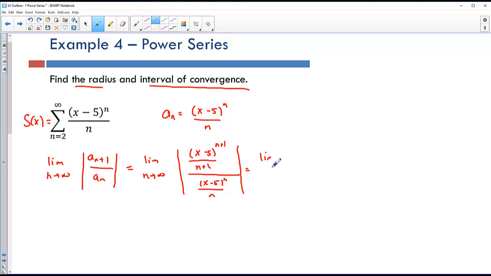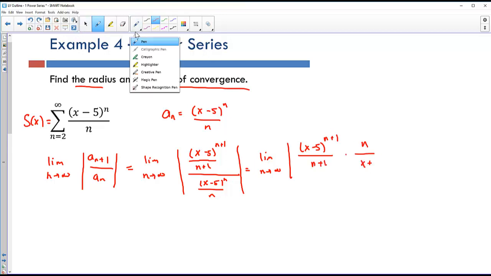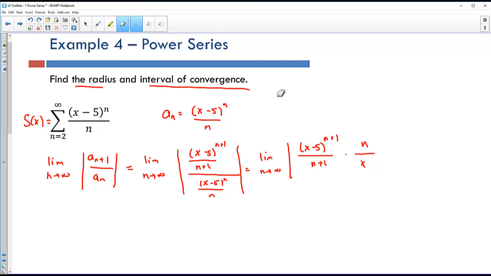Then we're going to multiply by the reciprocal, so the limit as n goes to infinity of the absolute value of x minus 5. You kind of see where we're going already. Lots of things are going to cancel: (x minus 5) to the n plus 1 divided by n plus 1, times n divided by (x minus 5) to the n. So this will be equal to the limit as n goes to infinity of (x minus 5) to the n plus 1 over (x minus 5) to the n. The powers are going to cancel, and I'm just going to get the absolute value of x minus 5.